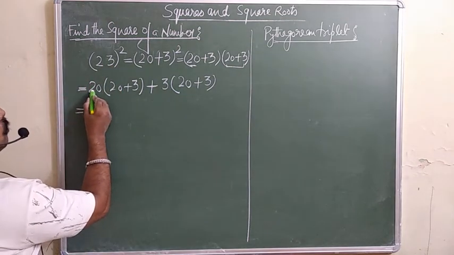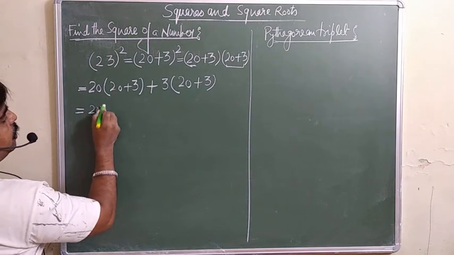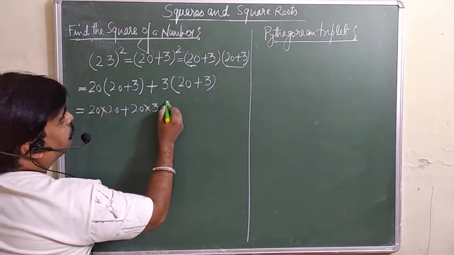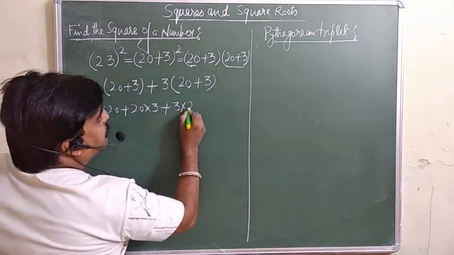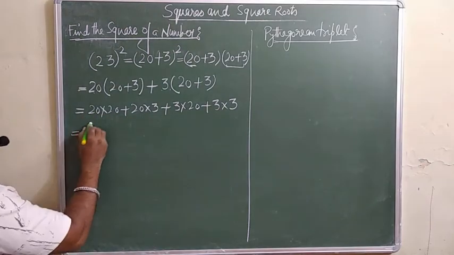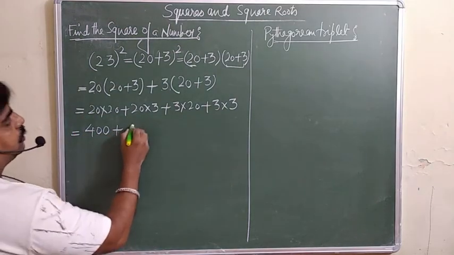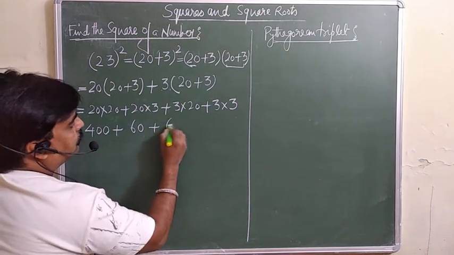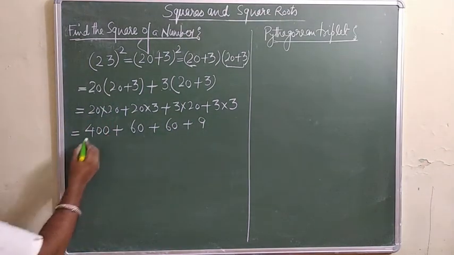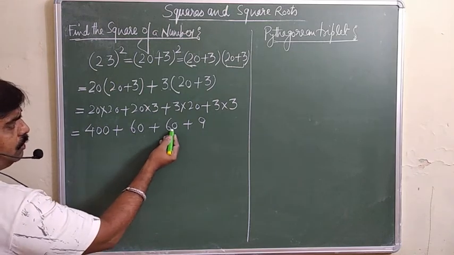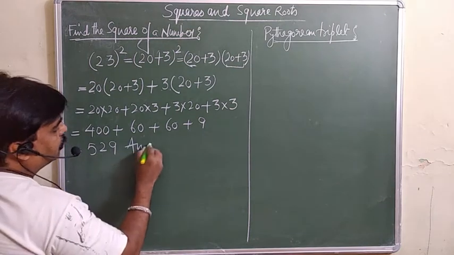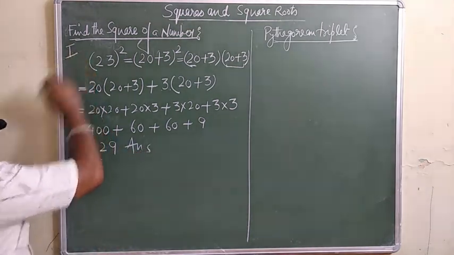Now you have to multiply 20 into 20, plus 20 into 3, plus similarly 3 into 20, plus 3 into 3. So 20 into 20 is 400, plus this is your 60, 60, plus 9. Now you can add them. So 400, 460, 520, that is 529. So 529 is the square of this number. This is your first method.